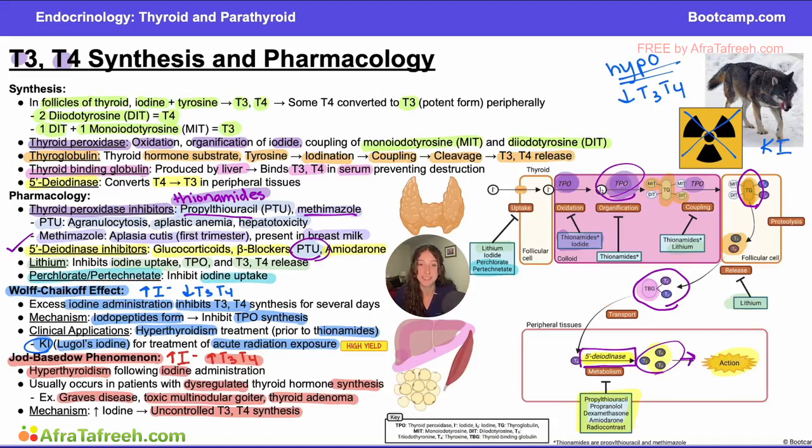But how would they ask you about this on a board style question? Well, something they might ask you is, a patient presents to the emergency department after being accidentally exposed to radioactive waste at a job site. In the ED, the patient is administered a high dose of potassium iodide. What is the mechanism by which this medication prevents continued radiation damage?